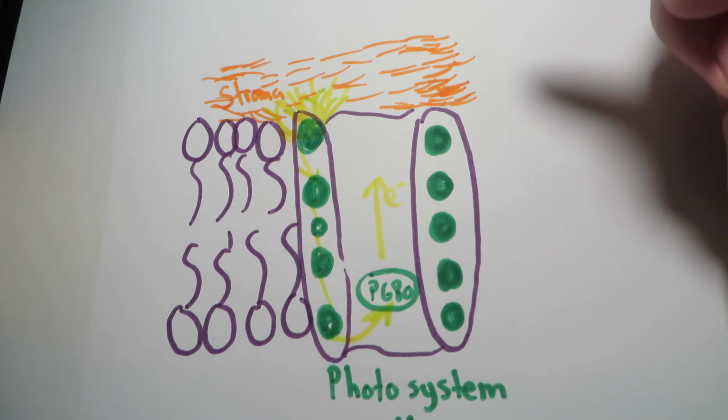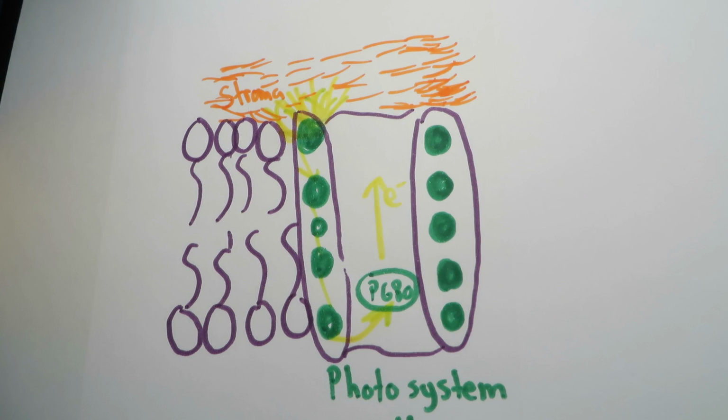First, a pigment molecule in the light harvesting complex absorbs a photon of light. This energy is passed from pigment molecule to pigment molecule until it reaches chlorophyll P680. P680 then excites the electron to a higher energy state. The electron is then captured by the primary electron acceptor.